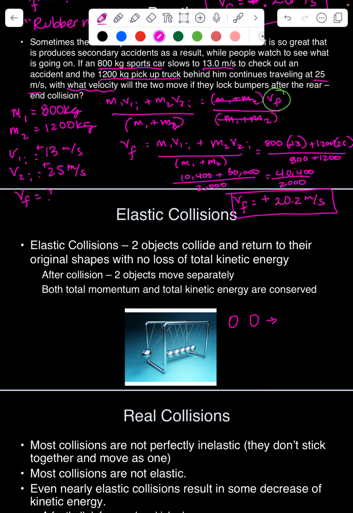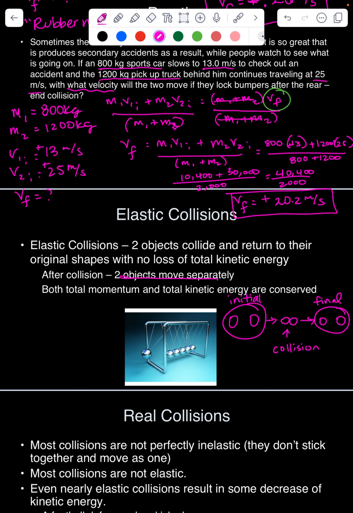They hit each other, but then they move separately. All right, so this is during the collision. You have two individual objects initially. They collide whenever they hit, but then they separate and are moving separately at the end.